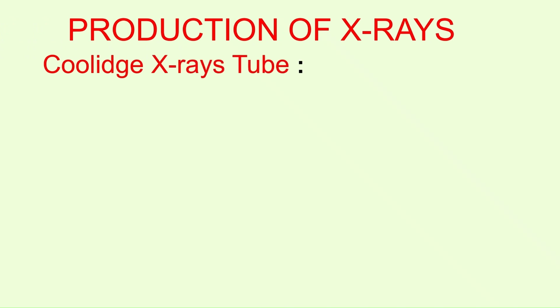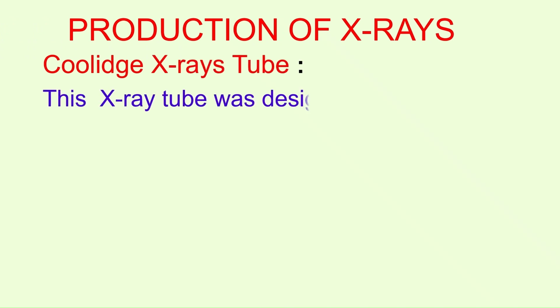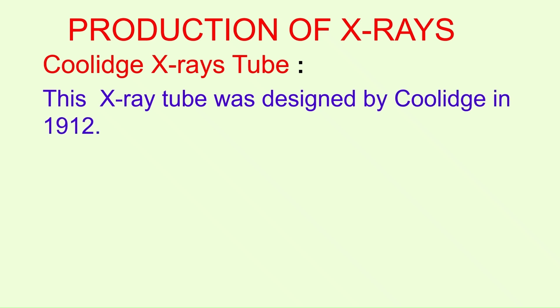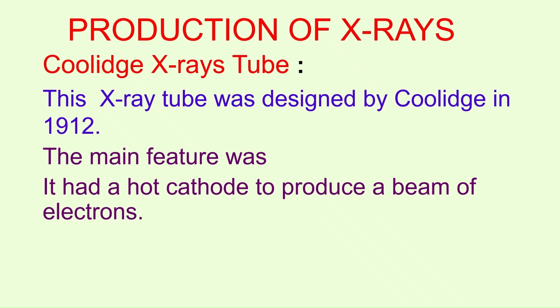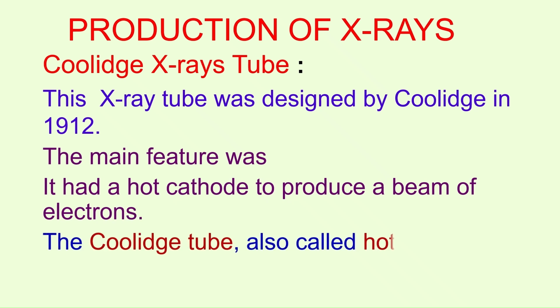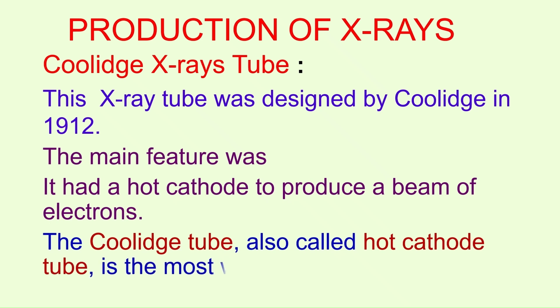We continue with the production of X-rays. Coolidge X-ray tube. This X-ray tube was designed by Coolidge in 1912. The main feature was it had a hot cathode to produce a beam of electrons. The Coolidge tube, also called hot cathode tube, is the most widely used.